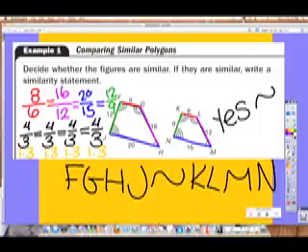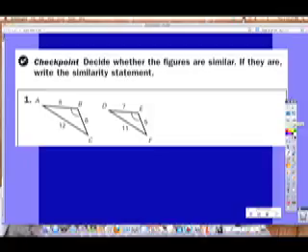Okay. On to the kind of nervous. Because first, you should check angles. Looking at those angles, are you nervous? I only see one match. So that's like a big, huge red flag. Well, let's check the sides just to be sure.